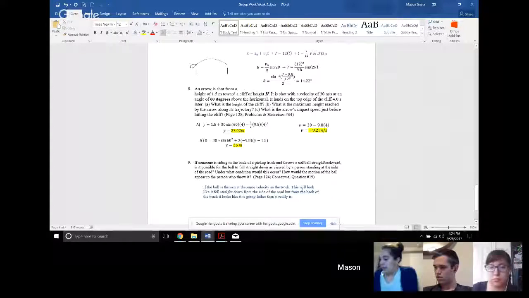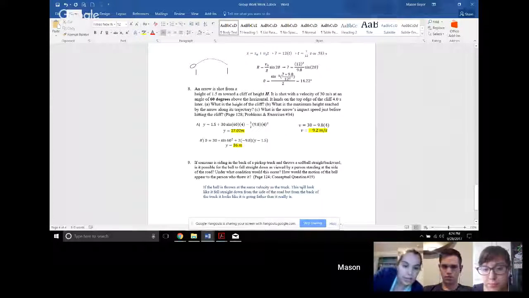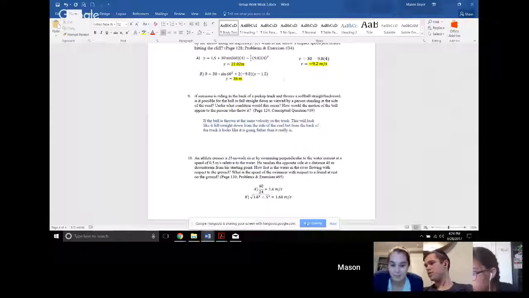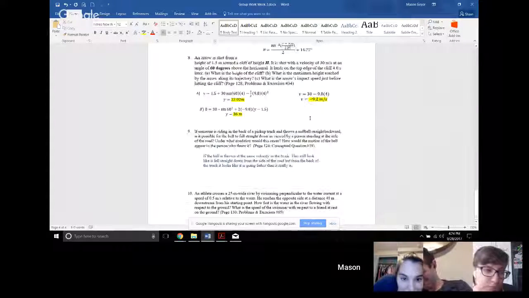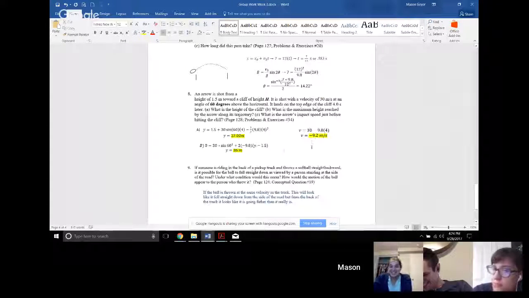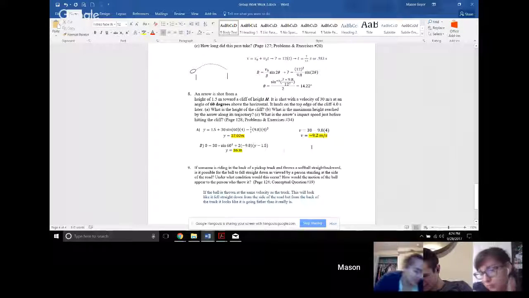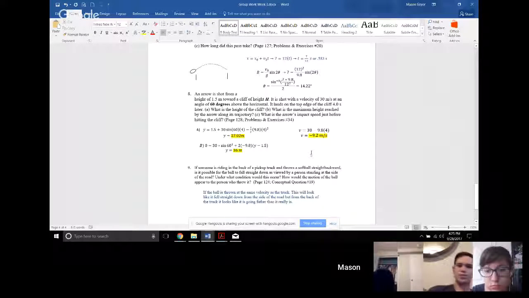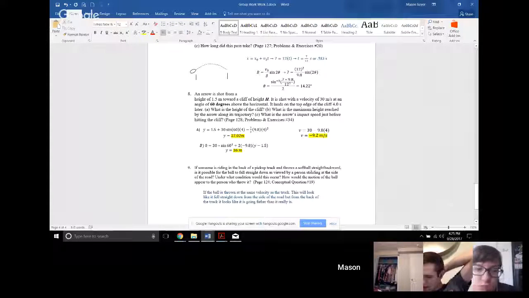All right, so number 9. This is just a conceptual one. Oh, I'm sorry, did we do velocity? Oh no, we didn't. I'm so sick of 8. Okay, so what is the arrow's impact speed just before it hits the cliff? I got 20 meters per second. 20 meters per second? Yeah.